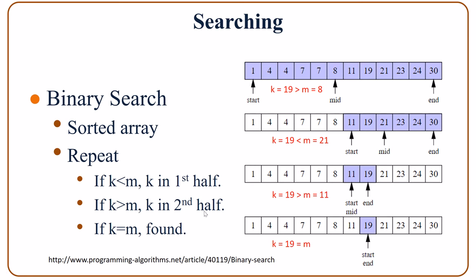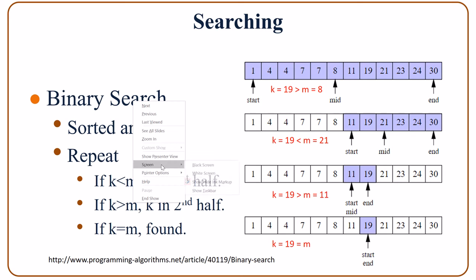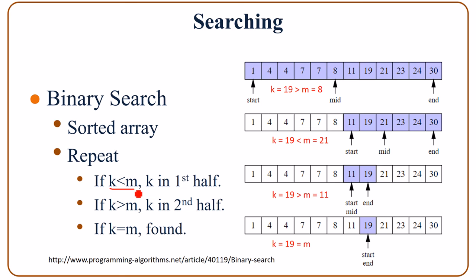If k is less than m, which is the value of the middle element, then k is in the first half of the array. If k is greater than m, then k is in the second half of the array. And otherwise, if k is equal to m, then k is found in the array.